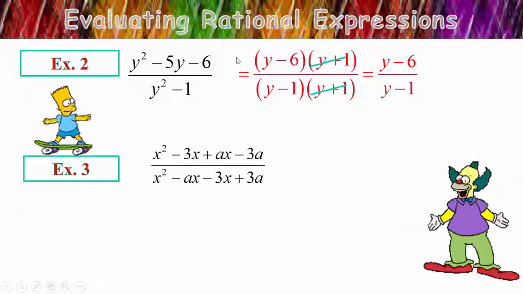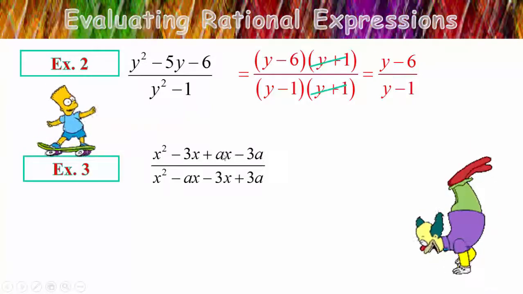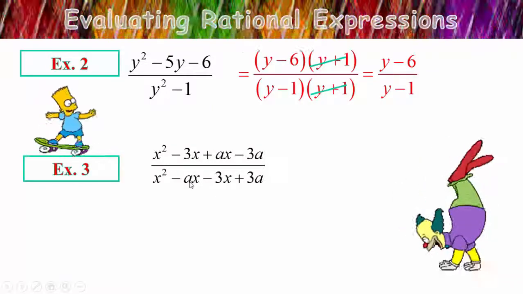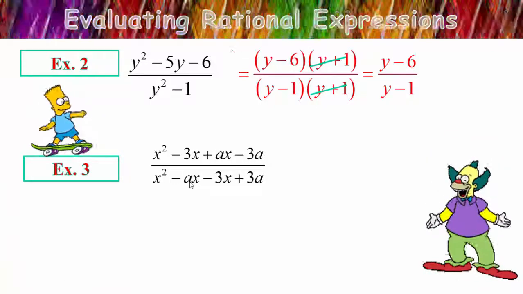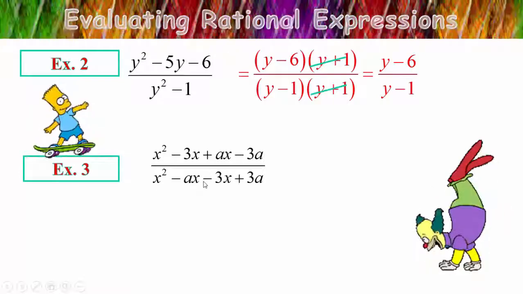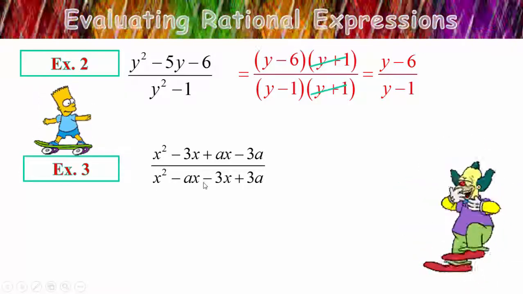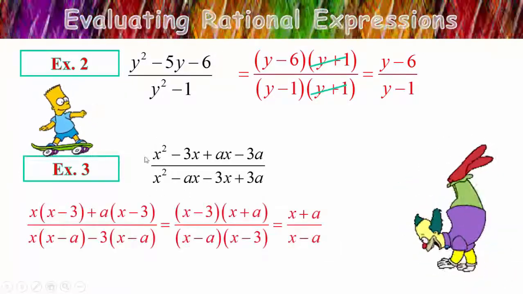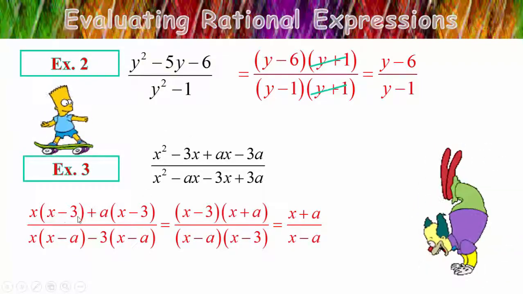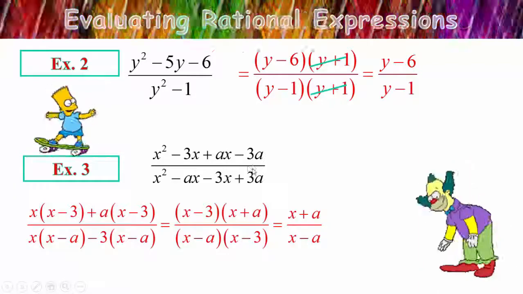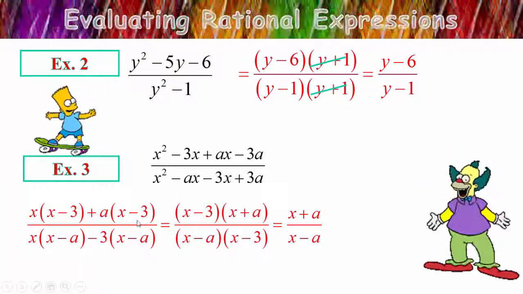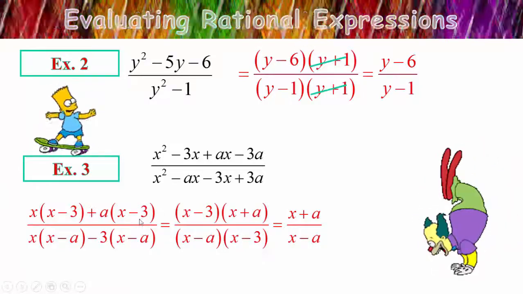Now in this next one, it's a little bit different. We see 4 terms here. When you see something with 4 terms, think it's perhaps factoring by grouping. So let's try that and see what happens. I'm going to factor these two by grouping. So the top here, here's my first group, and I'm going to pull out the x, and I get x times x minus 3. And in the second term in the numerator, I pull out the a, and I get a times x minus 3.